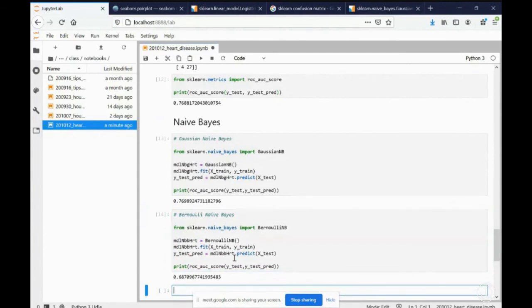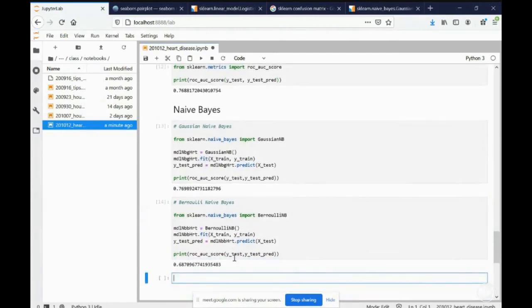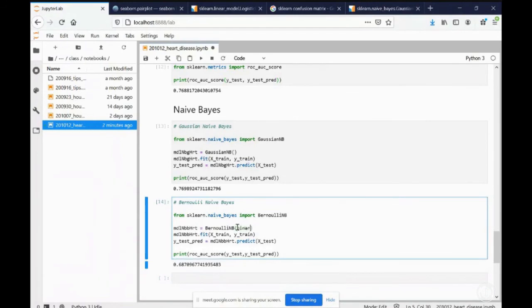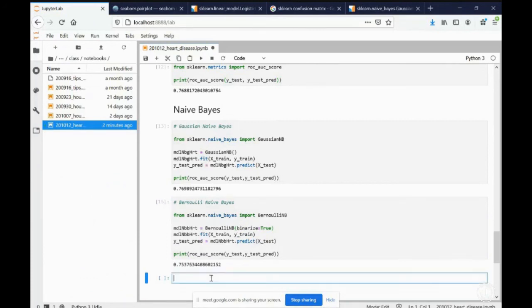Okay. All right. So the Bernoulli naive Bayes gives a lower score. Sometimes it helps to turn on the binarize feature. Okay, so when we turn on binarize, it brings it up a little bit, but this Gaussian naive Bayes was already good enough.